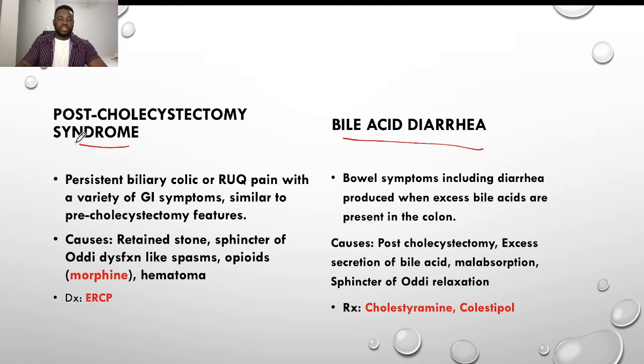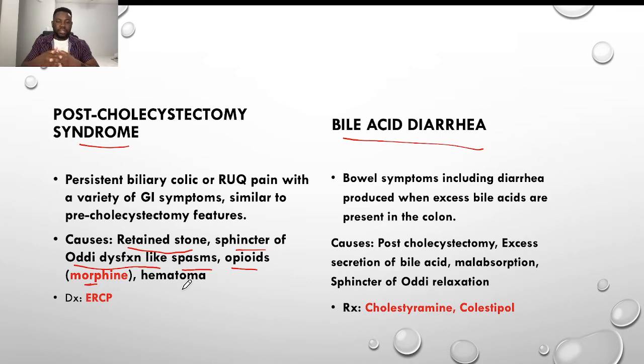So in post-cholecystectomy syndrome, these patients, after we do a cholecystectomy for them, they still will have similar or the same disturbance or pain in the right upper quadrant as they had before we did the surgery. So that means that there may be something that is still persistent. For example, they may have retained stones in the common bile duct. They may have dysfunction of the sphincter of Oddi due to spasms or due to opioid medication like morphine or Demerol. They may also have some hematoma in the common bile duct.